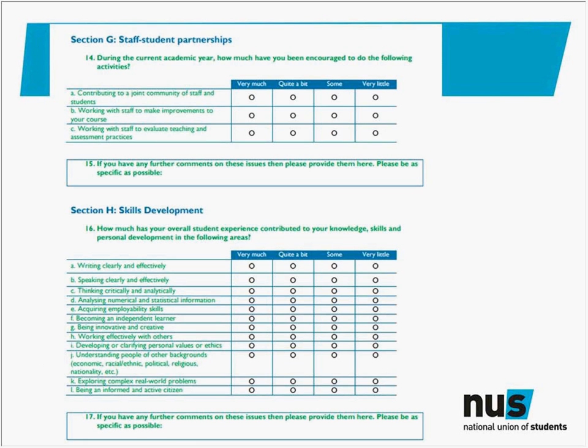So just to give you an example of some of the things that are being asked, there are questions, for example, about staff-student partnerships, which is really interesting from a student engagement point of view, such as whether students have felt like they're part of a joint community of staff and students, whether they've worked with staff to make improvements to their course. If more institutions get this kind of data, it'll be really rich and interesting. There are questions on skills development in a much more detailed sense than there is on the NSS.